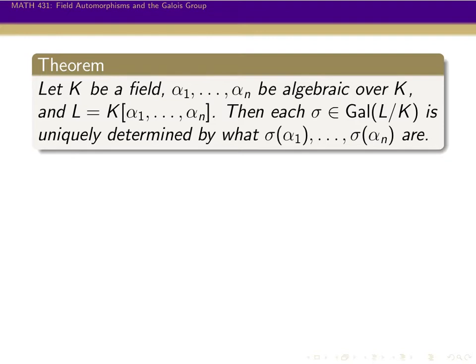Then, if we take any element of the Galois group, sigma, we can know completely what it does to everything in L just by knowing what it does to these generators, alpha 1 through alpha n. So if we start off with alpha 1 through alpha n, we know that it generates all of L over K. Then by knowing what sigma does to alpha 1 through alpha n, this will tell us the whole map.